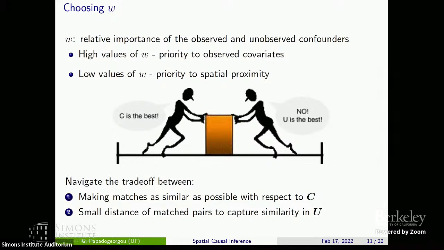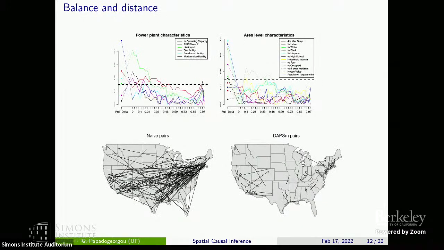And I will not talk to you today about how we actually implement this, but I wanted to show you these two plots at the top that show balance of the covariates as a function of W. The variables on the left are variables that are not expected to be spatial, and the variables on the right are spatial variables. For the spatial variables on the right, the standardized difference of means is essentially flat, irrespective of what value of W we use.